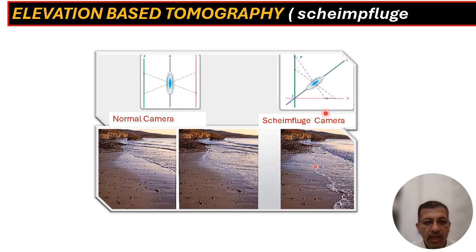However, by using the Scheimpflug camera, you can have an increased depth of focus, and the quality of the image will be much better. You can have a very large depth of focus, so that the area of the seashore is in focus, and also the peripheral part of the image is in focus. So this is the main advantage of the Scheimpflug camera as compared to the normal camera.